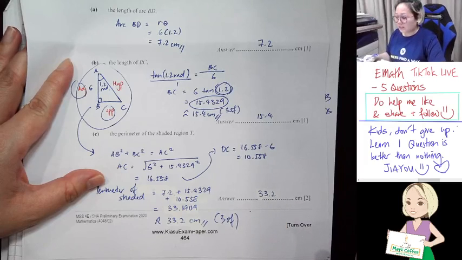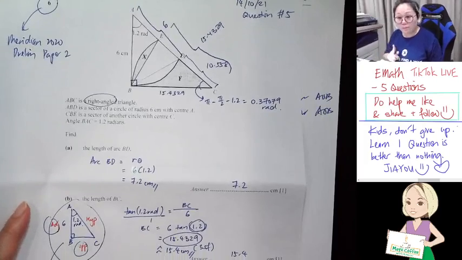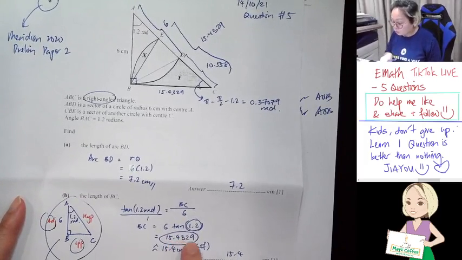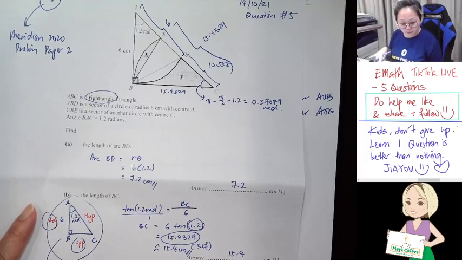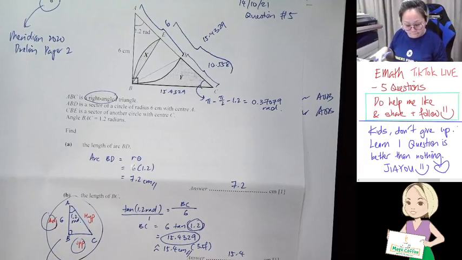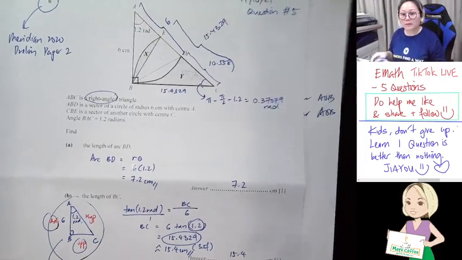15.4 minus 6 to find DC? Yes, correct. No, you cannot use 15.4. You must use the 15.4329 minus 6. You need to use the long one to find. Long number to find. Okay, come, let's move on.